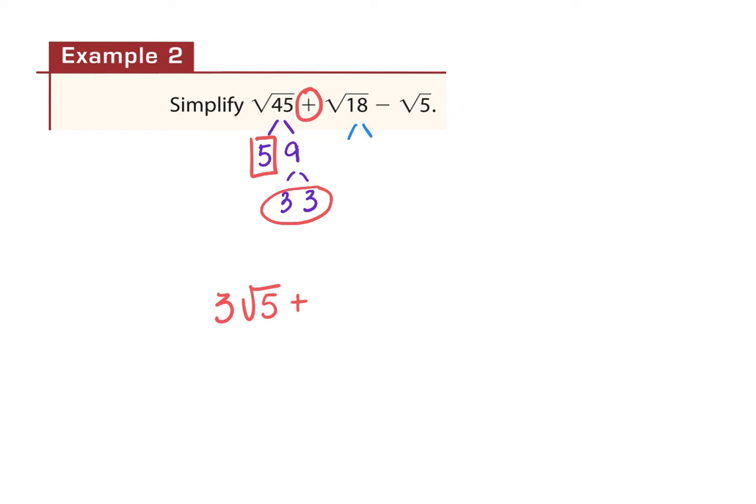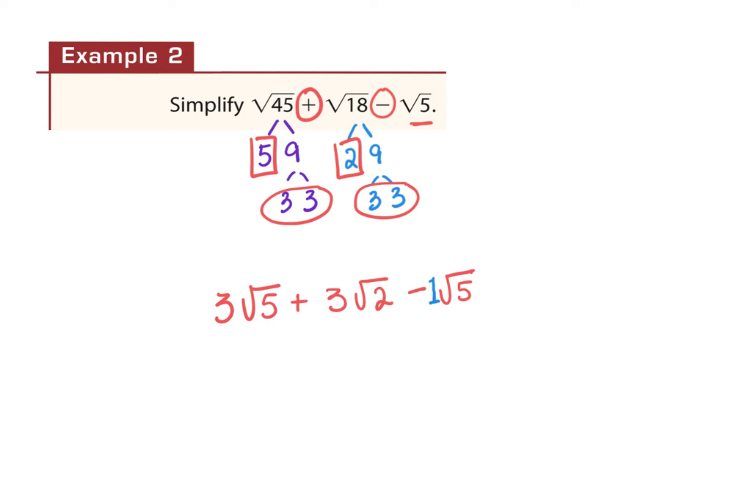Then I'm going to do the 18, 2, and 9, 3, and 3. And I have a 3 that comes out, and I have a 2 that stays in. And then make sure, once again, you bring down this minus sign. My square root of 5 is already in simplest form, so I'm just going to write the square root of 5. And remember, if you do not see a number in front of it, it is a 1.